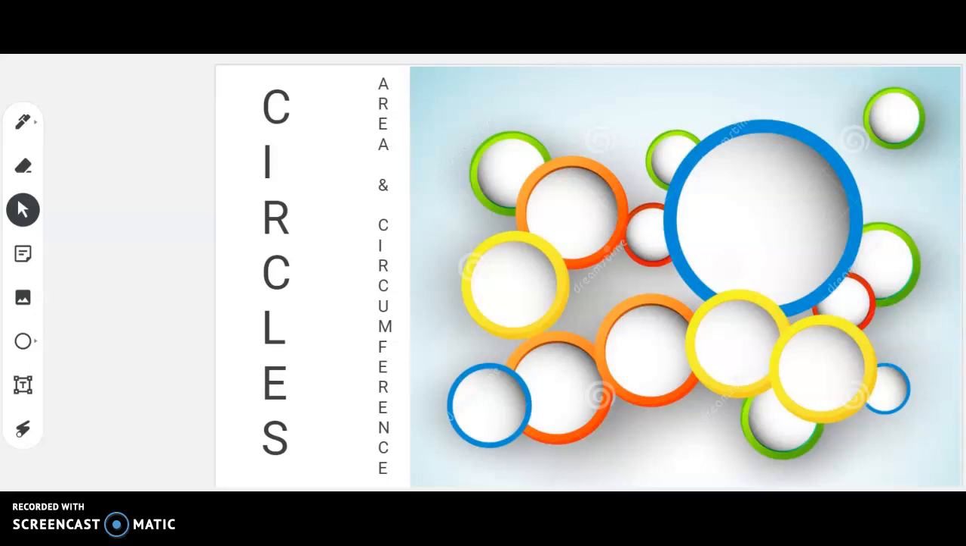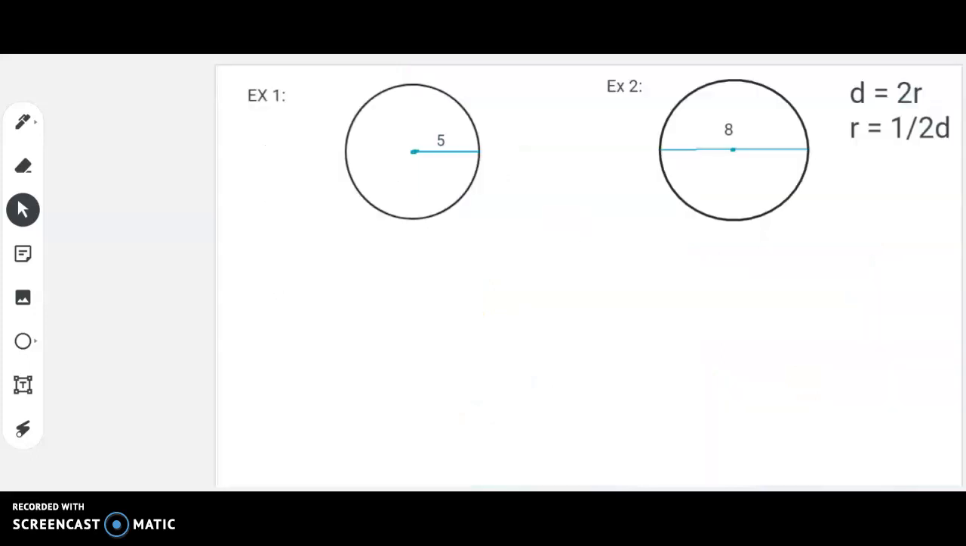We're going to be looking at the area too. Okay, so we do have formulas for this. Our area formula is pi r squared, and our circumference formula is 2 pi r, or it could be diameter times pi.